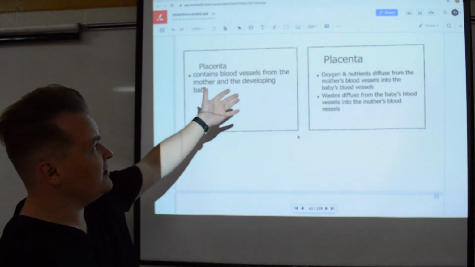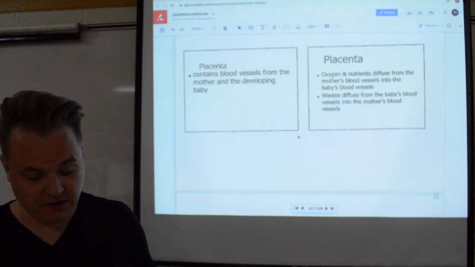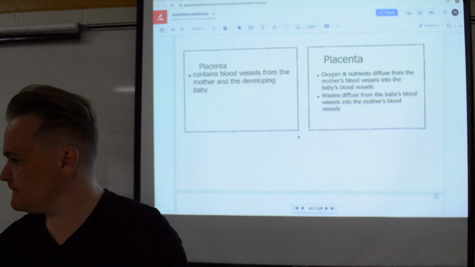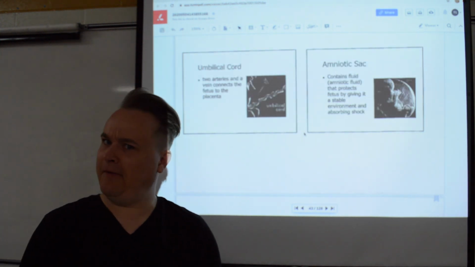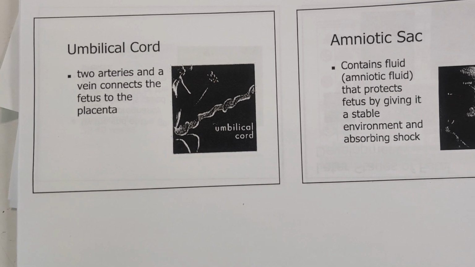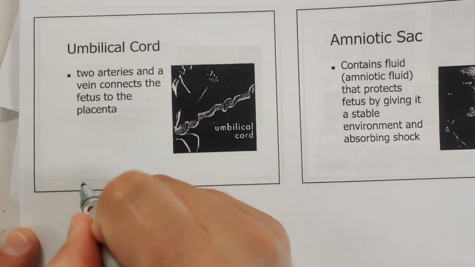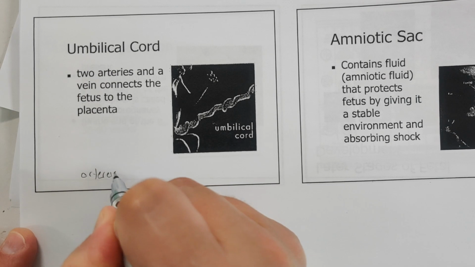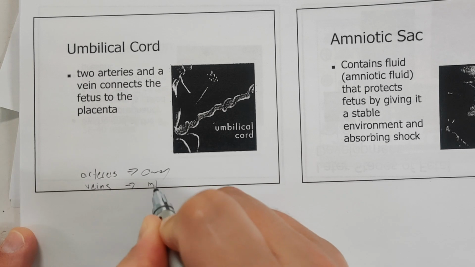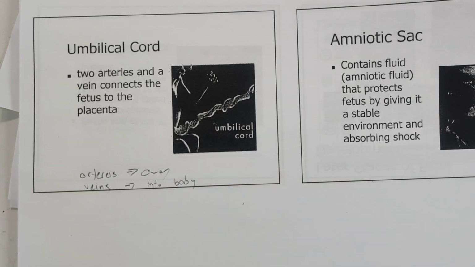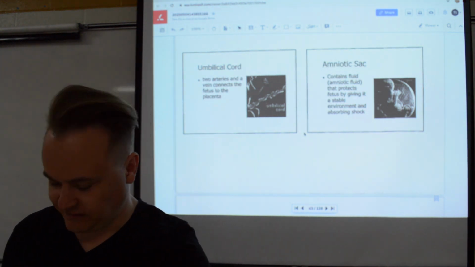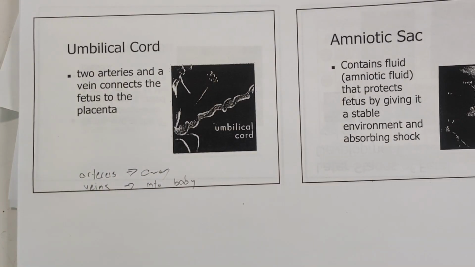It contains the blood vessels from the mother, and that's where all the oxygen and nutrients first go until you get your umbilical cord. There it is. Oh, what do you know? So then you have the umbilical cord. 2 arteries and a vein. Now, arteries take things away. Veins bring things in. Artery equals away from the baby. Veins equal into the baby. My writing's terrible today. It's science. You're supposed to write terrible. You ever read a doctor's prescription? It makes no sense. 2 arteries and a vein connect the fetus to the placenta.